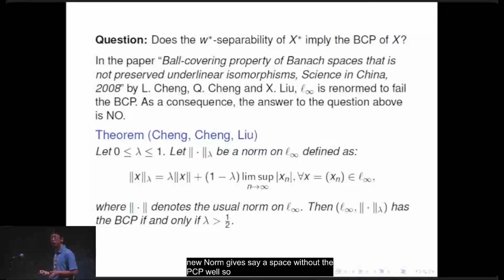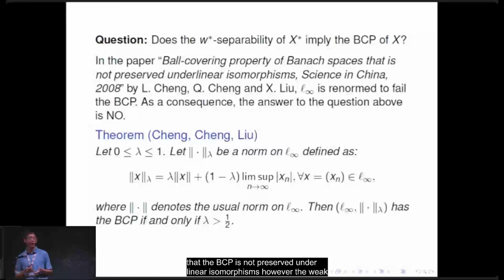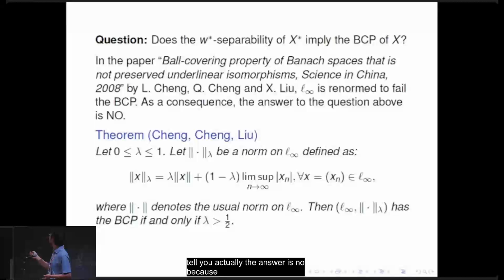This result tells you that the BCP is not preserved under linear isomorphisms. However, weak star separability is a topological condition, so it is invariant under linear isomorphisms. So the answer is no, because weak star separability is a topological property, but the BCP changes when you choose a different renorming. If you choose lambda greater than 1/2 or lambda less than 1/2, one norm has the BCP, but the other one doesn't. So this shows that the answer to this question is no.